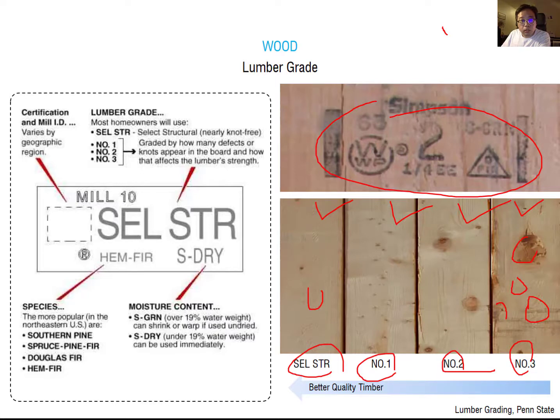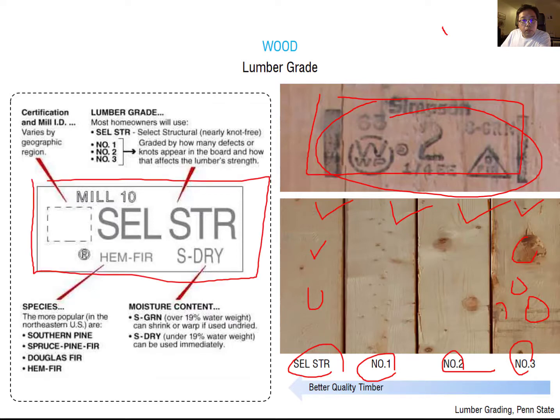Okay, so just understanding what the different grade numbers are, like SEL STR to number 3. When you purchase the product, you can find these kinds of labels. How can we read this label? I'm just giving this example here.